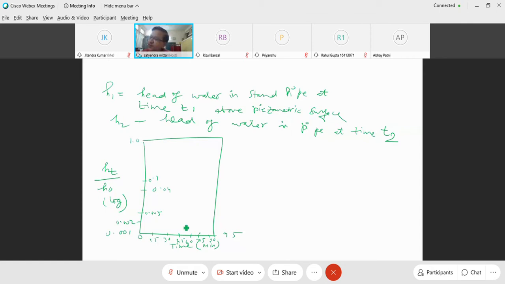When you draw the curve for Ht upon H naught, initially the curve will be curved, then it will be a straight line. After that, what you do is draw from this point a line parallel to this straight line portion. This is the straight line portion, and this is some curve. Now you draw a line which is parallel.